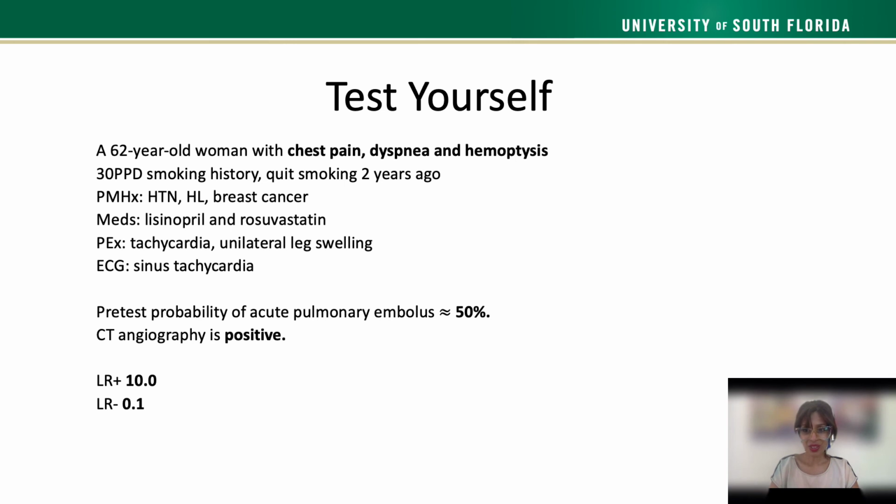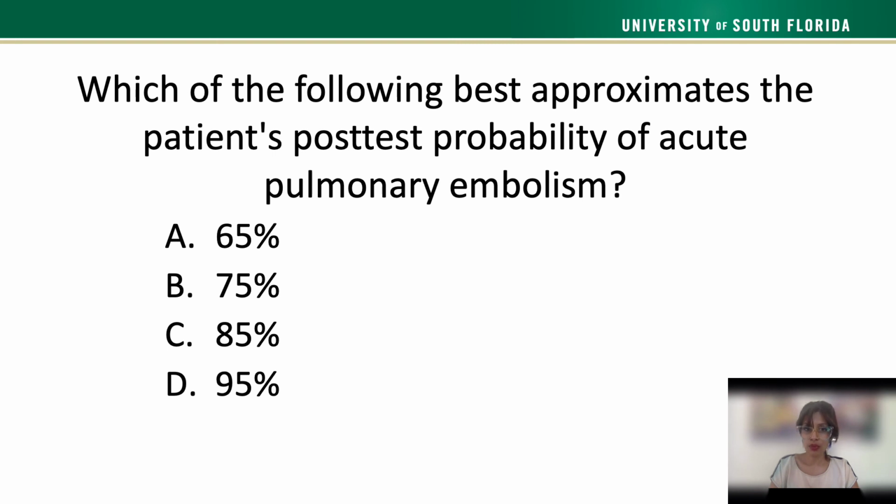Now back to our 62-year-old woman who is evaluated for chest pain, dyspnea, hemoptysis, who also has sinus tachycardia and unilateral leg swelling. Her pretest probability for acute PE was estimated to be 50%. A CT angio was performed. It had a positive likelihood ratio of 10, and indeed the patient's CTA is positive. Which of the following best approximates the patient's post-test probability of acute PE?